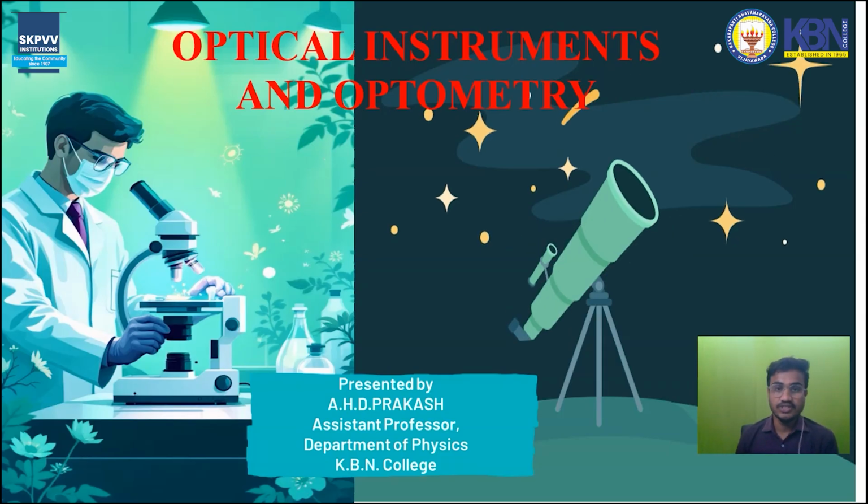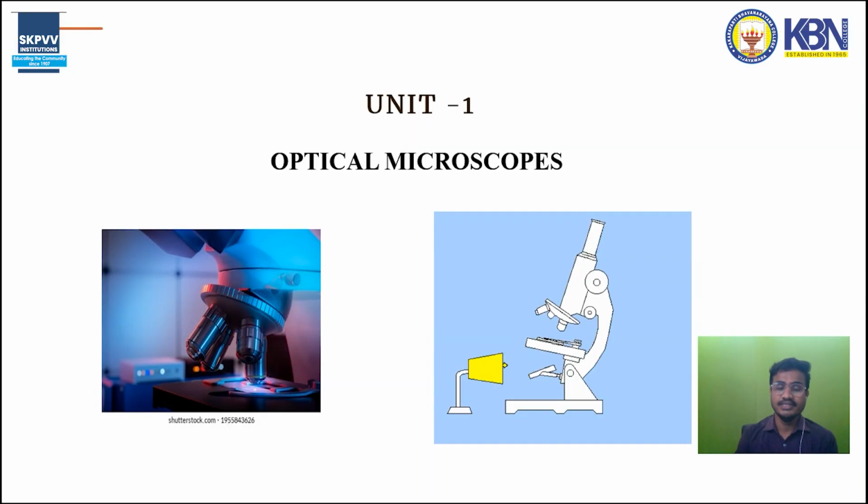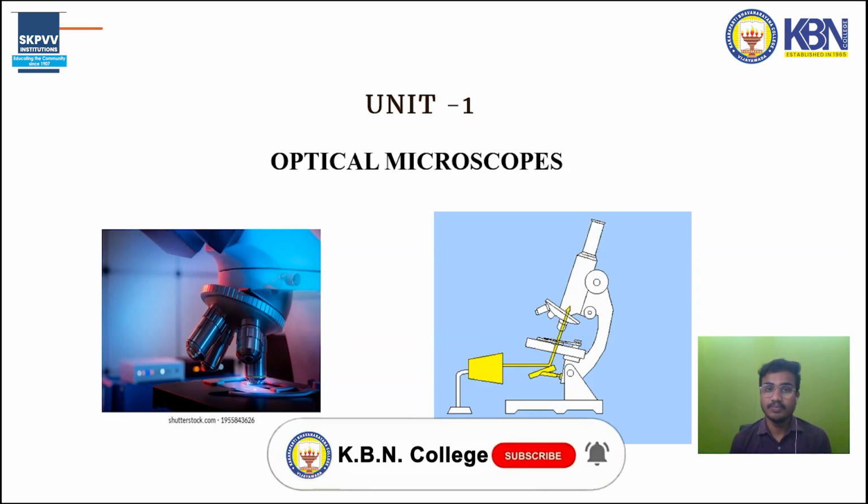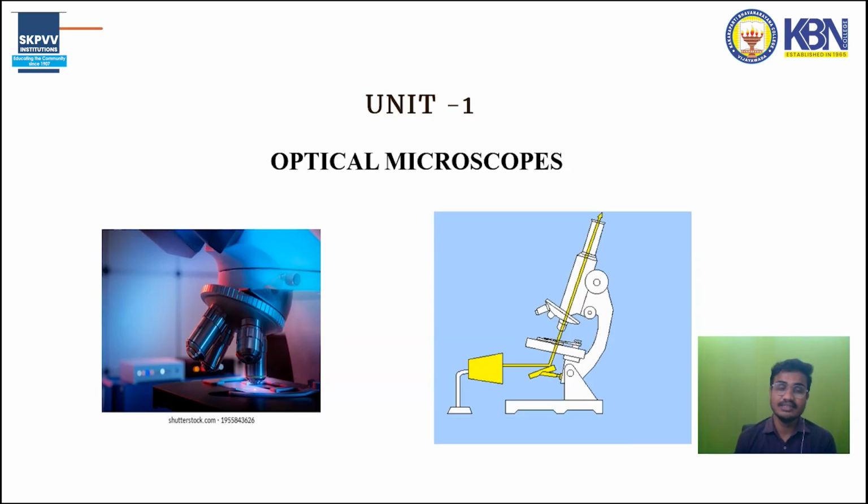In this video, we are going to see the first unit, titled Optical Microscopes. This paper, Optical Instrumentation and Optometry, consists of different units: basic optical microscopes, optical instrumentation, and the third unit related to applications. All of these are related to the optical instrumentation and optometry that we use in daily life. So, the first unit is titled Optical Microscopes.